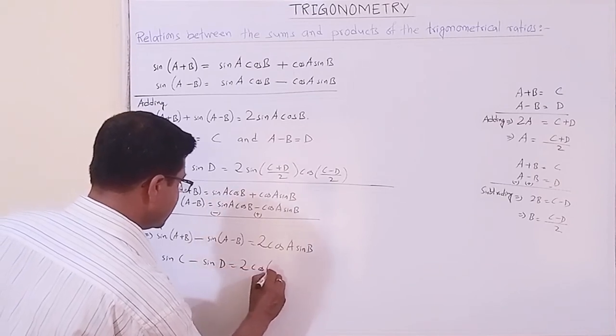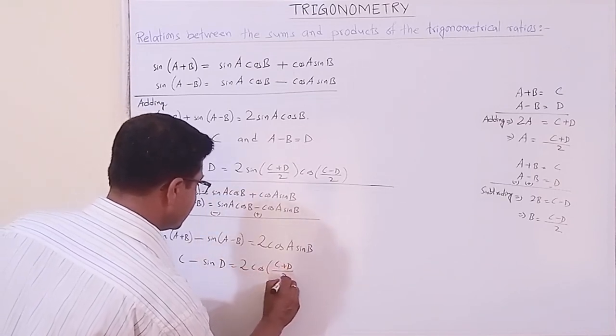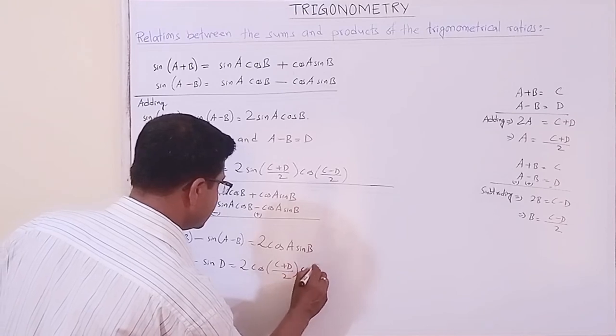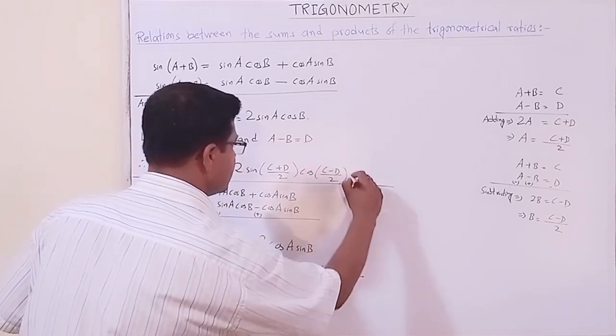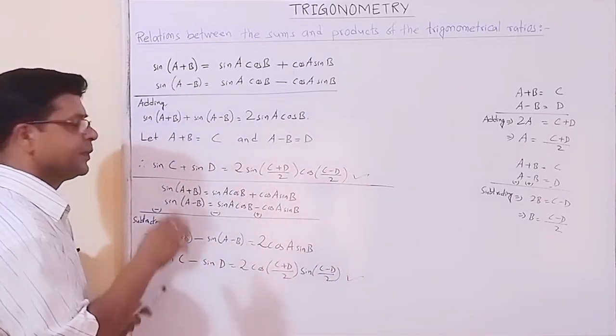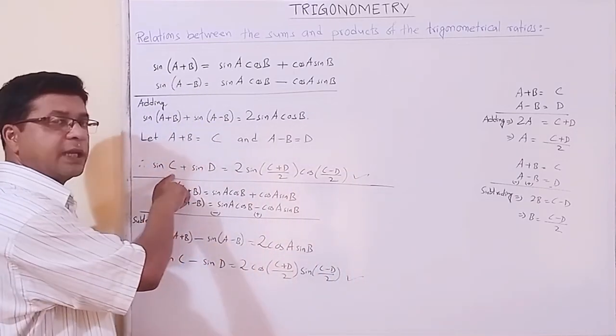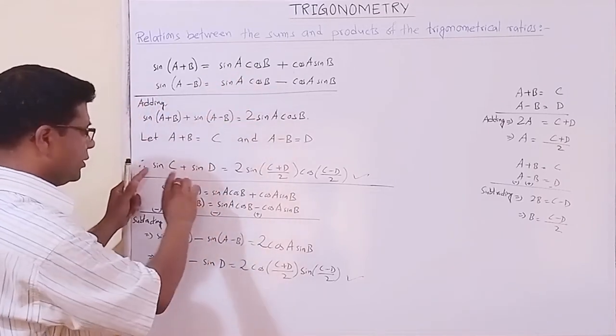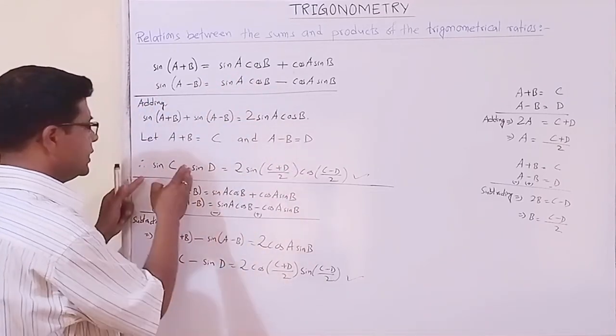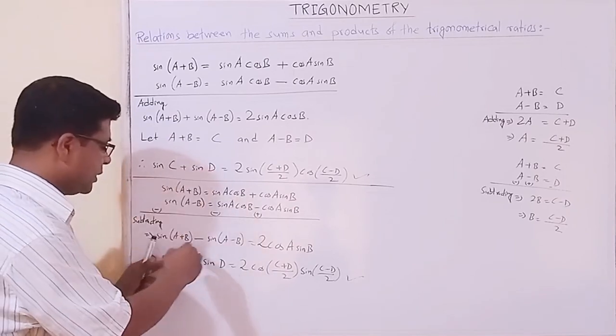Cos A. What is it? 2 cos C plus D by 2 sin C minus D by 2. Dear student, these two are very important relations. Here you see, how do you remember? This is sin C plus sin D. No need to remember all this. Our main thing is this part only: sin C plus sin D, sin C minus sin D.